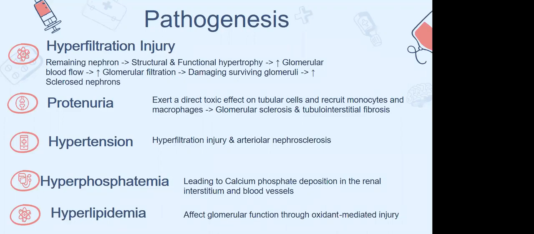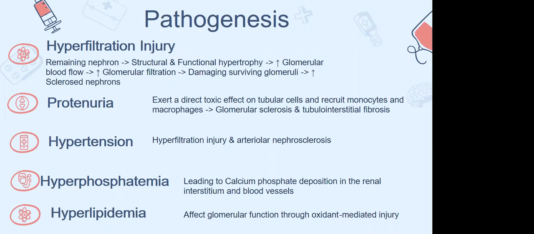When this goes on for a long term, it will damage the surviving glomeruli and end up in sclerosis of the nephron. The second one is proteinuria. When proteinuria already manifests, the protein will have a direct toxic effect on the tubular cells of the nephron, and it will recruit more monocytes and macrophages. So when this happens, it will increase the inflammatory reactions inside the nephron, and also further damage the glomeruli, causing sclerosis and also fibrosis.